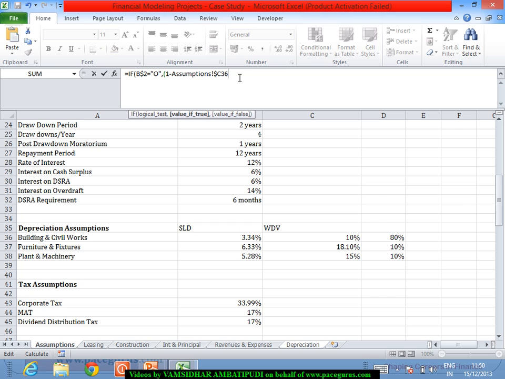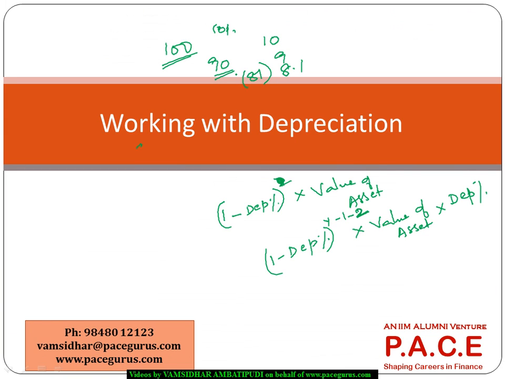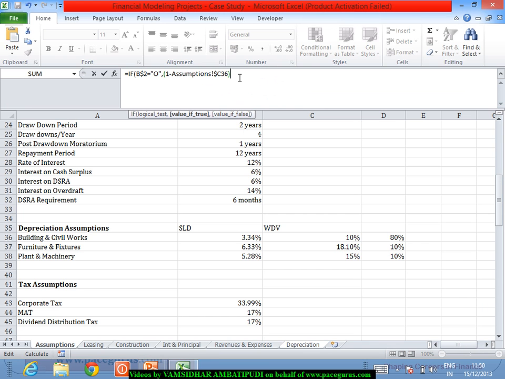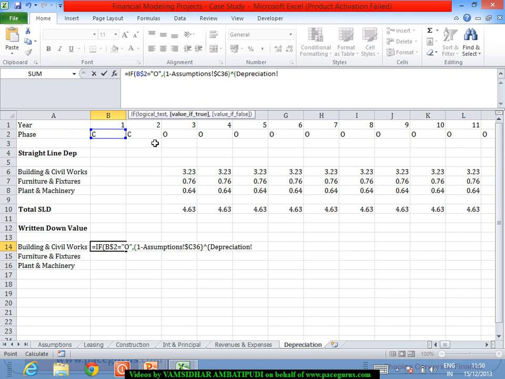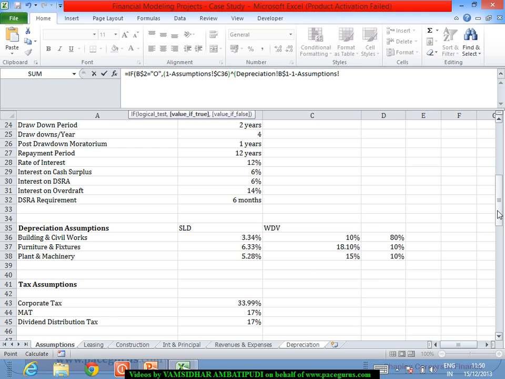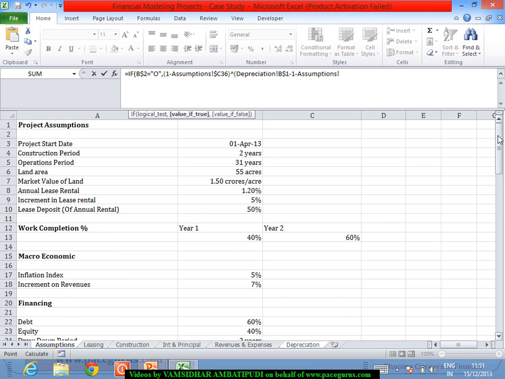Written down value depreciation to the power of year number. So raised to the power of the year number. This is the year number. Here also I'll put a dollar for the 1, minus 1 because year number minus 1, minus the number of years of construction period. You have to be very careful in each and every step.